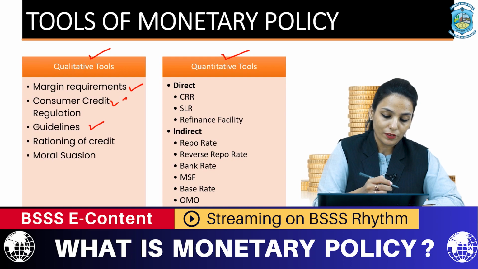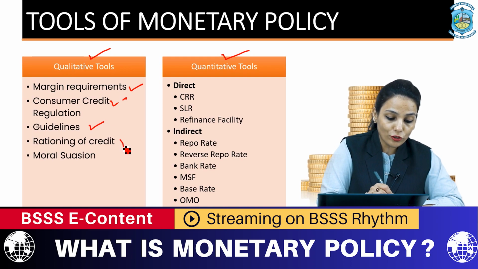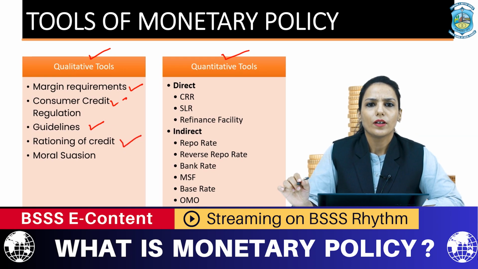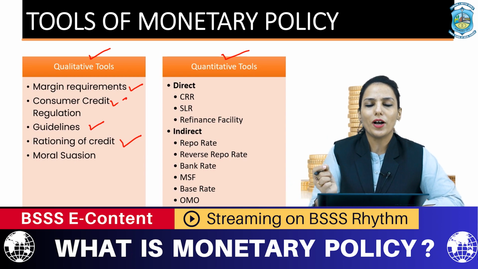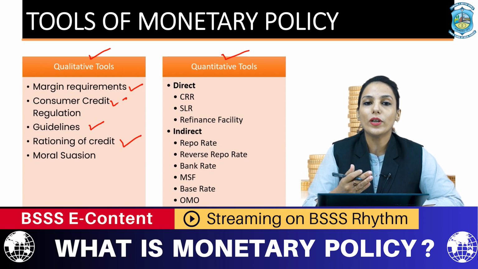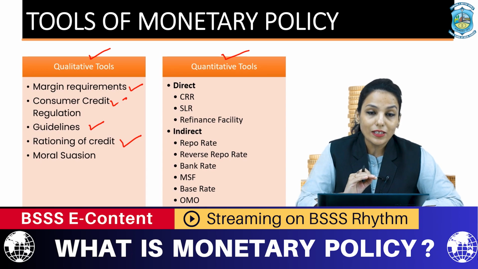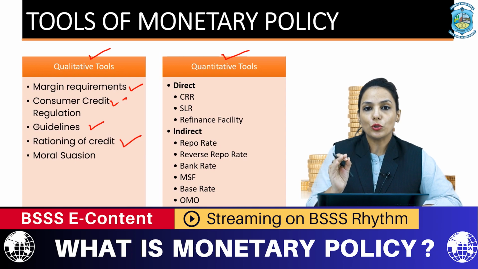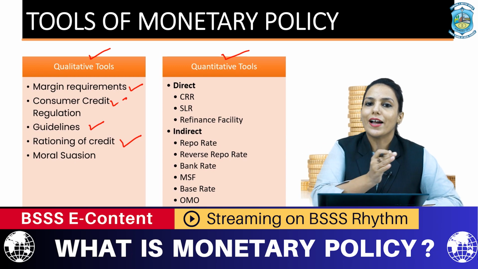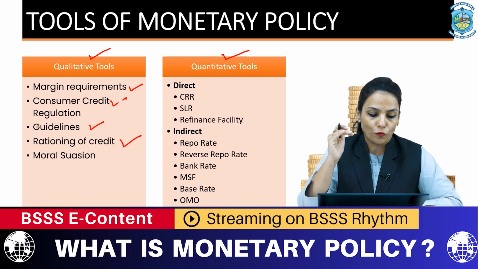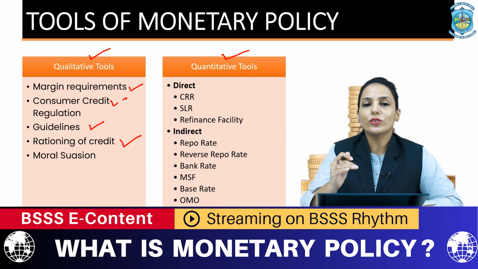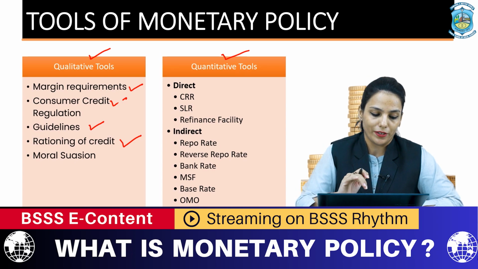Next comes rationing of credit. This includes a selective strategy which is used by the central bank to restrict and regulate the purpose for which commercial banks issue or allocate credit. This ensures that the financial resources are diverted through desired channels, like a limit being set on how much loans can be given to a particular category.